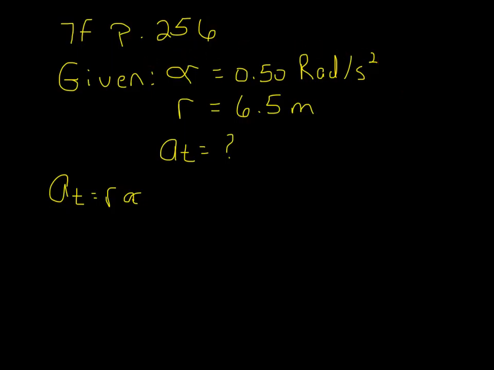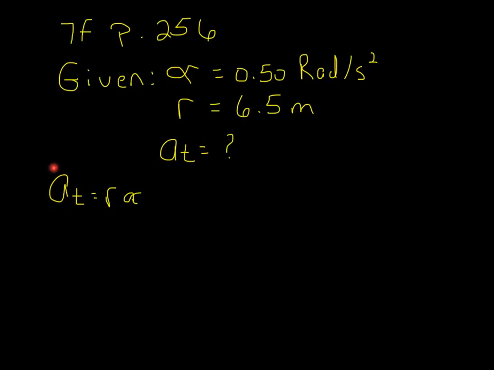Remember, this is lowercase alpha, that's angular acceleration, 0.50 radians per second squared. Our radius is 6.5 meters. This now is tangential acceleration, and that's what we want to find in this case. We want to know what the tangential acceleration is.